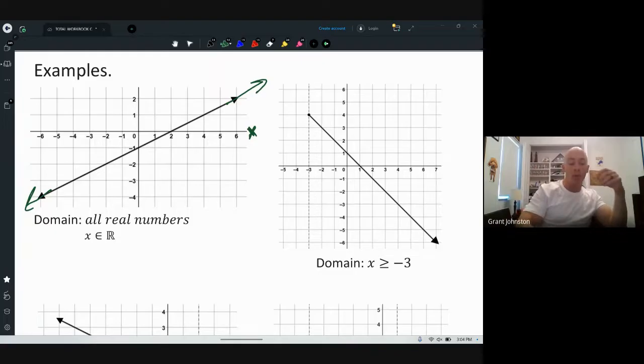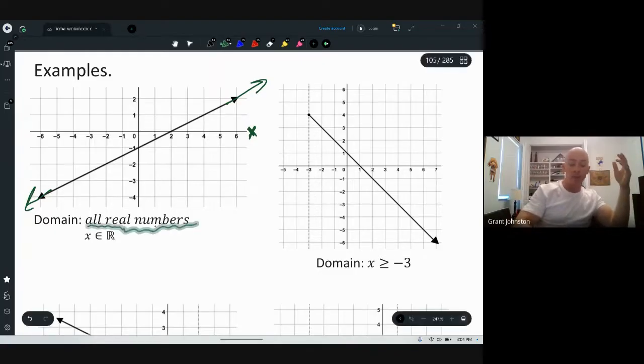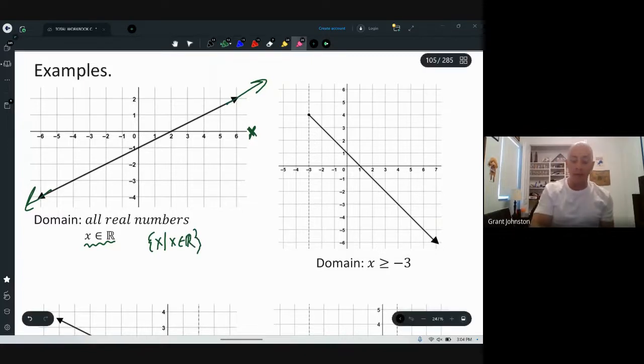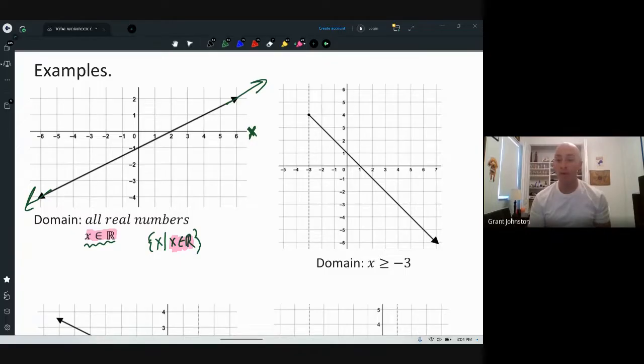You can either just say all real numbers, but this is the symbol for it: x could be all real numbers. I was also bringing up set builder notation. Sometimes you might see it like this: x such that x is all real numbers. It's basically the same thing, just a fancy way of saying x is all real numbers.